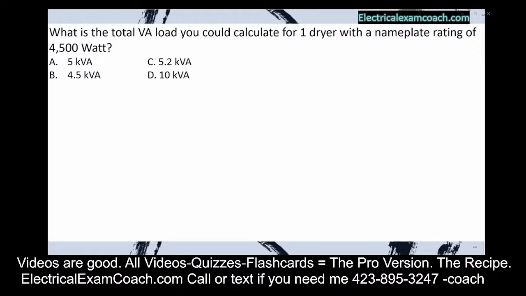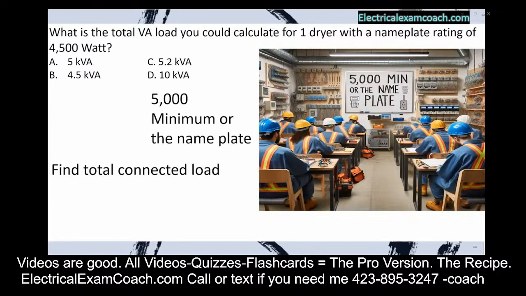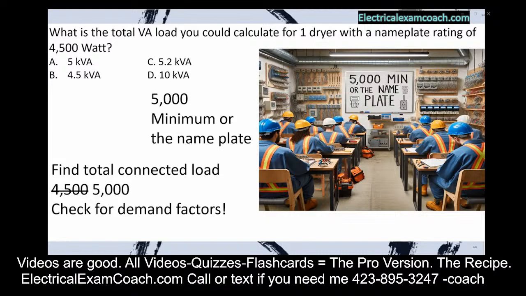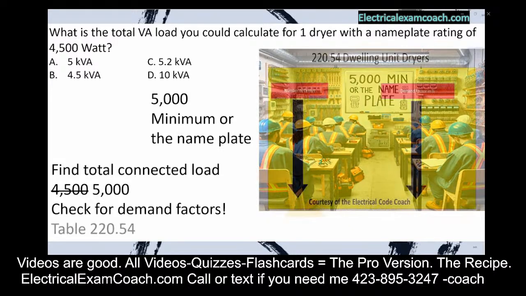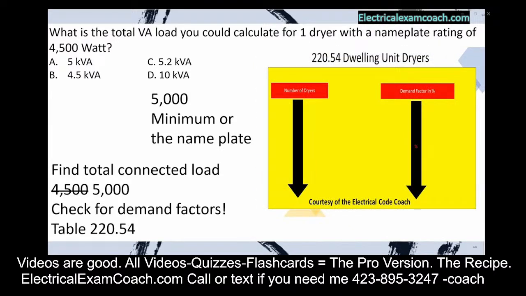What is the total VA load you would calculate for one dryer with a nameplate rating of 4,500 watts? First, we find the total connected load. For this, we know that we have to do a 5,000 minimum or the nameplate, whichever is greater. So the 4,500 is gone and the 5,000 remains. Now, we check for demand factors. For this, we're going to head to table 220.54, and we're going to find that 1 through 4 dryers, it's at 100%, meaning that there is no demand factor. And we just select A. Great job.